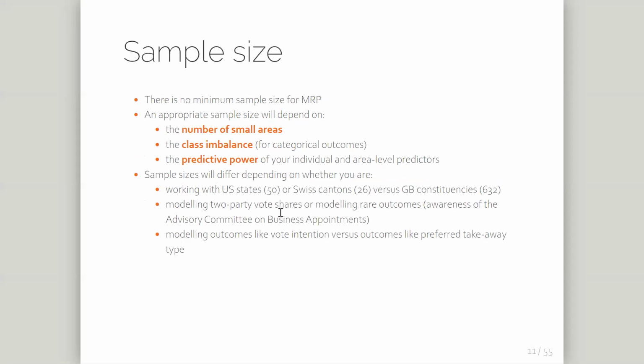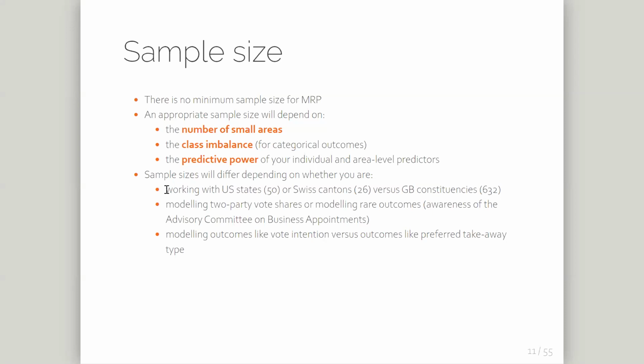You are hopefully going to have a large survey. There's no minimum. And I don't even think there are any strong rules of thumb about the minimum sample size that you need, because that sample size is going to depend on the number of small areas, the power of your individual level predictors, and also the class imbalance, particularly for categorical outcomes. So let me give you some examples of that.